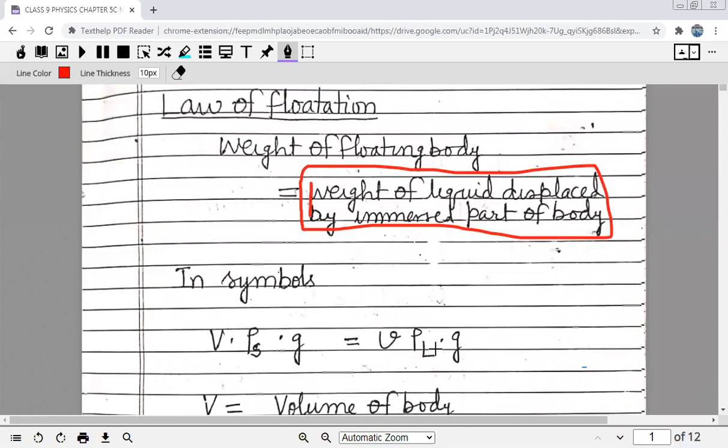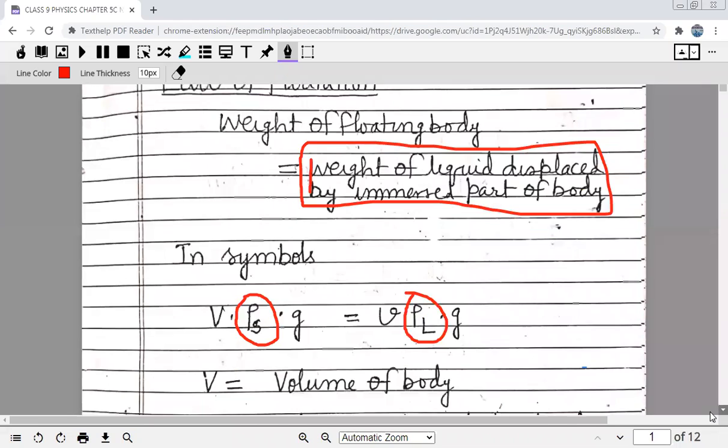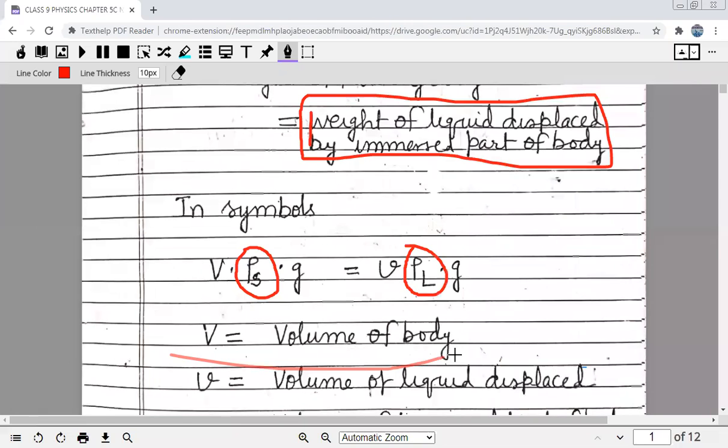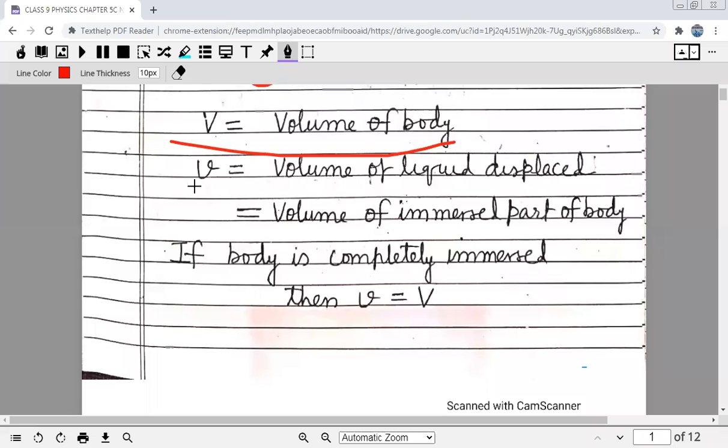In terms of symbols, we can write it this way: V into rho S into g equals small v into rho L into g. Rho S means density of solid. What is rho L? It is the density of the liquid in which the body is floating. Is it clear? What is capital V? It is the volume of the body. Small v is the volume of the liquid displaced.